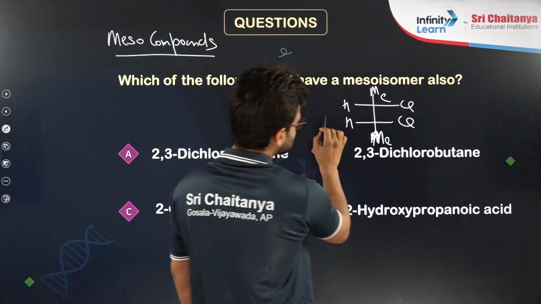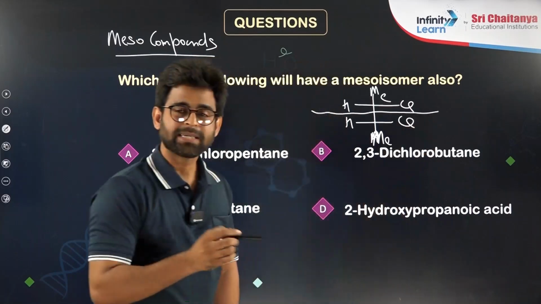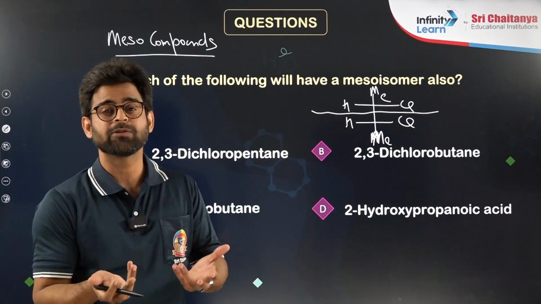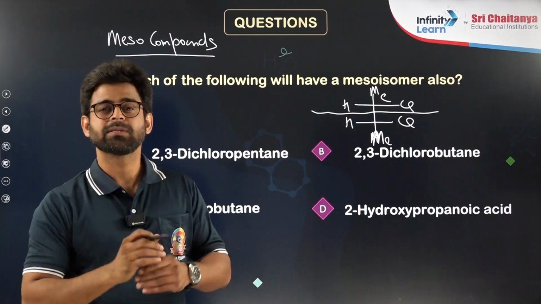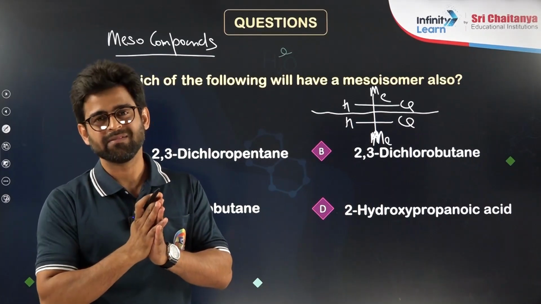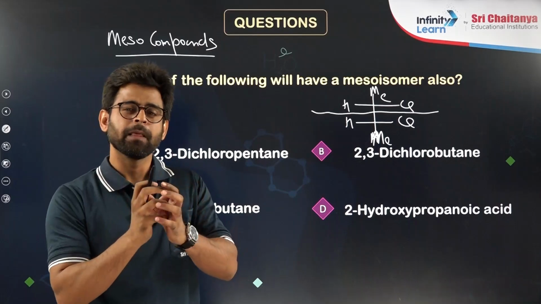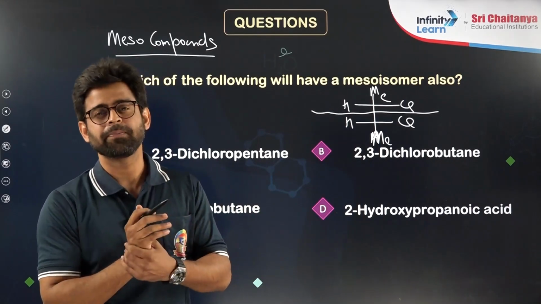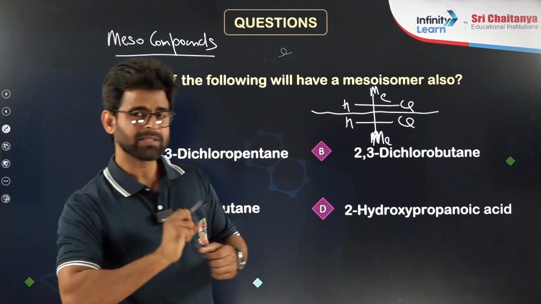So you see, this compound has a plane of symmetry, but sometimes we cannot see the plane of symmetry directly, right? Because you can draw a compound in so many ways. In every projection or every representation, you cannot directly find the plane of symmetry. So what is the trick here?